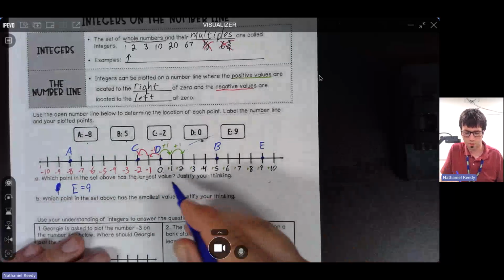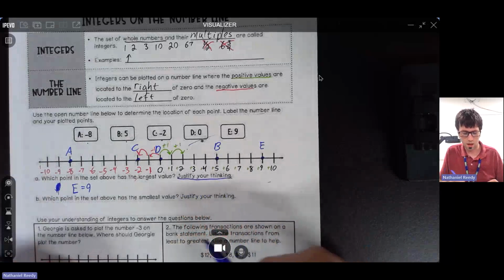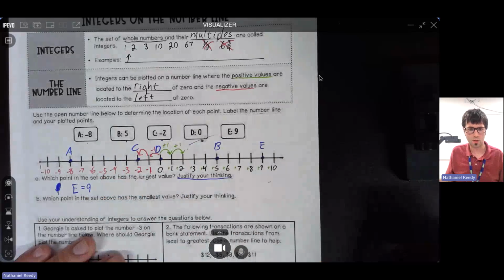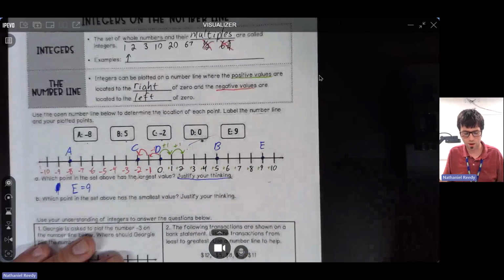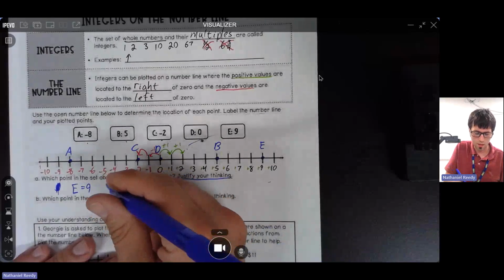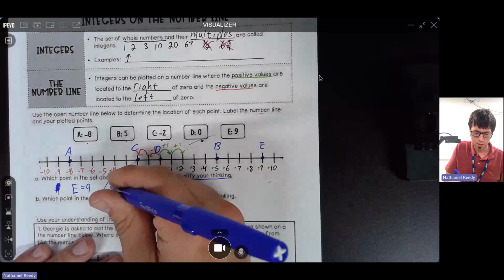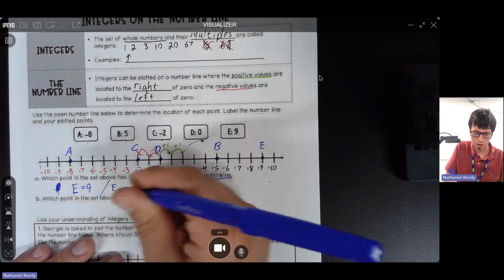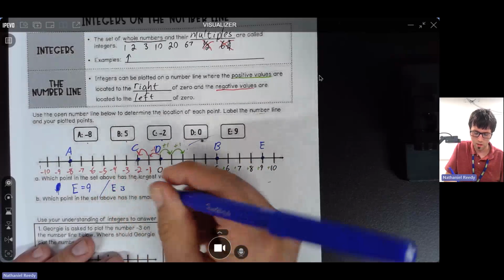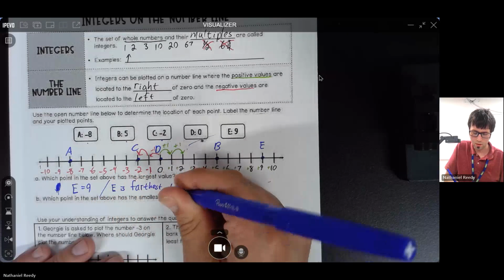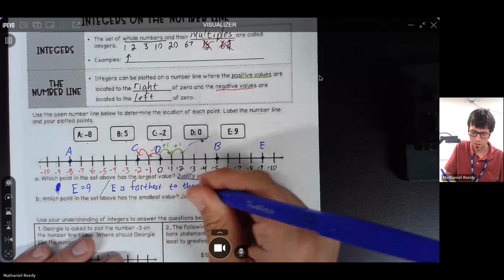Now, it says to justify your thinking. I could say that 9 is the biggest out of all those numbers, or 9 is bigger than 5. What I'm going to say is that point E, which is 9, is farthest to the right on the number line.